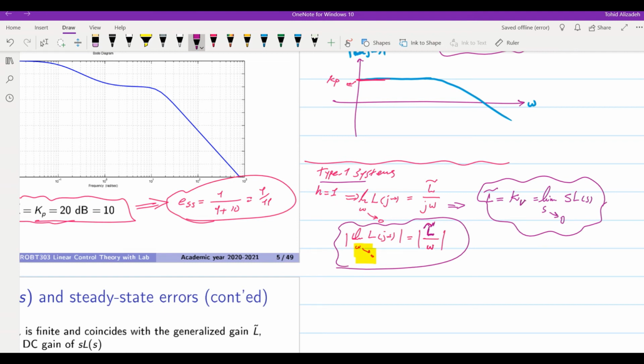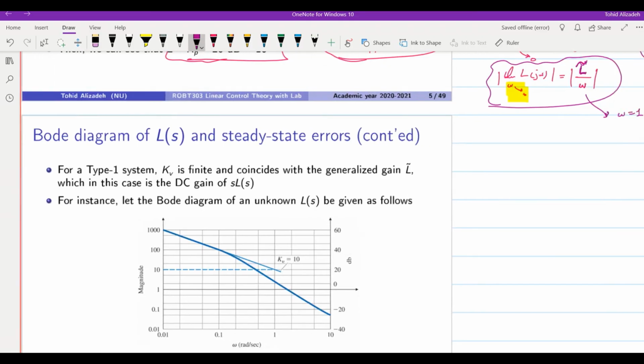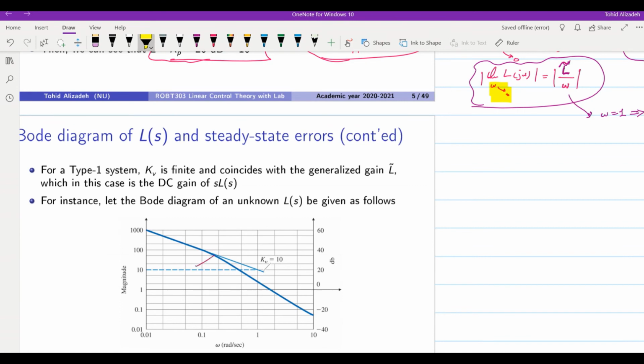In low frequencies, we have the amplitude equal to L̃ over ω. So if we replace ω with 1, then the amplitude of L(jω) at the low frequencies, as ω equals 1, will be equal to L̃, which is equal to Kv. So we need to focus on the low frequency part. You can see it over here.